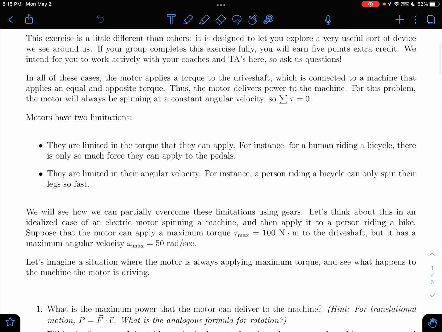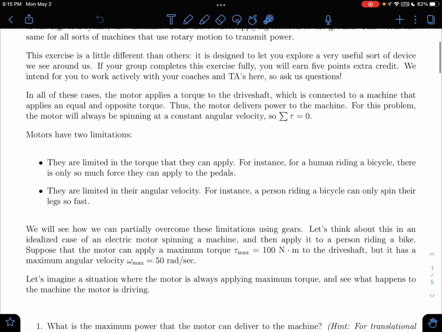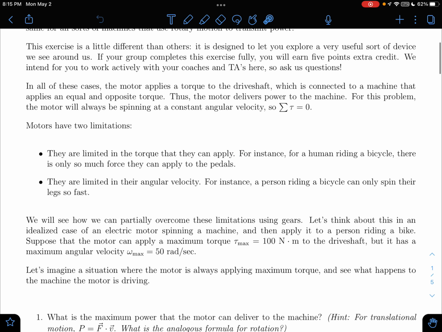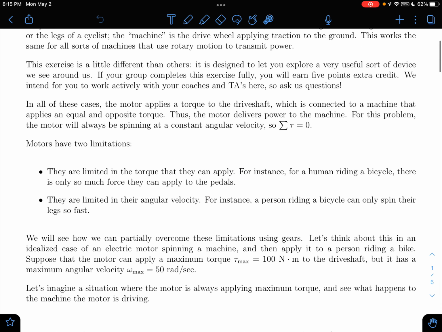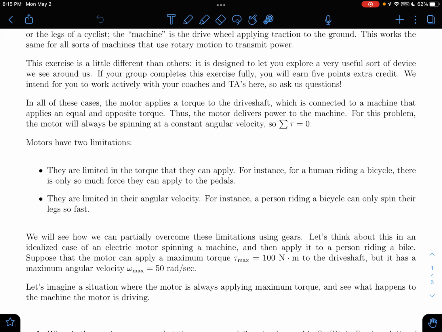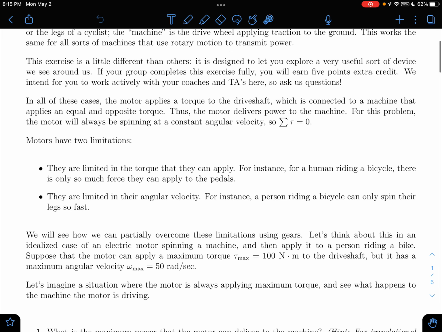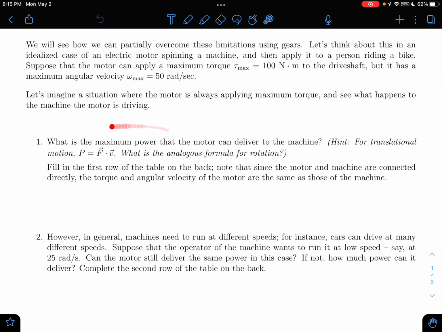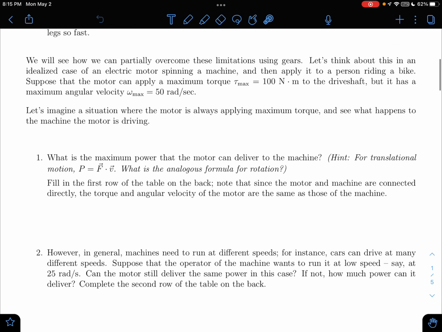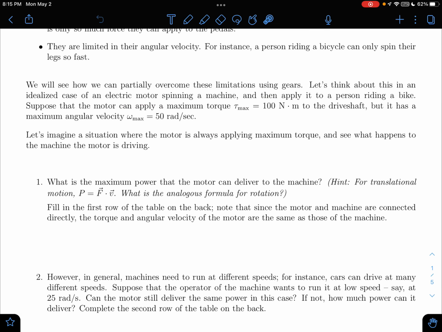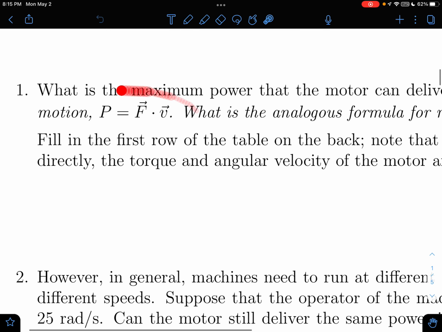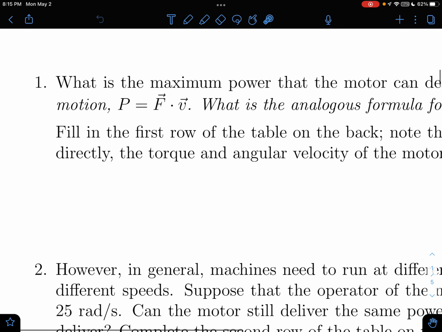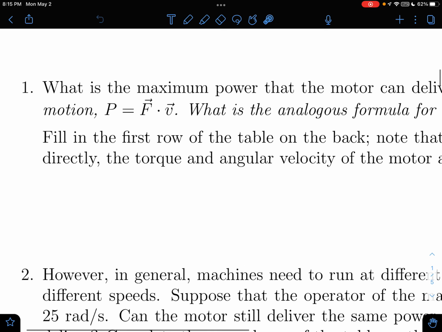So we have our two limitations on motors. We are limited in the amount of torque we can apply and the angular velocity at which it can be applied. We use the example of a human riding a bike. We can only push so hard on the pedals and we can only pedal so fast. So the first thing we're going to do is figure out the maximum power that our motor can deliver to the machine. We're given a maximum torque and a maximum omega, and we're reminded of our lovely equation, that power is equal to force dotted with velocity.